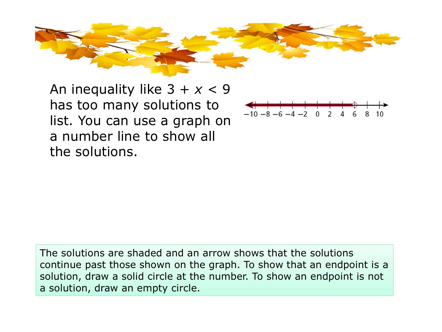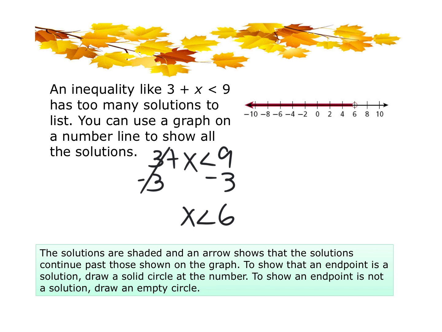An inequality like 3 plus x is less than 9 has too many solutions to list, so you can use a graph on a number line to show all the solutions. Before you are able to graph it, we're going to want to solve for x like we do in any other scenario. So we're going to subtract that 3 on both sides, and we're going to get x is less than 6.